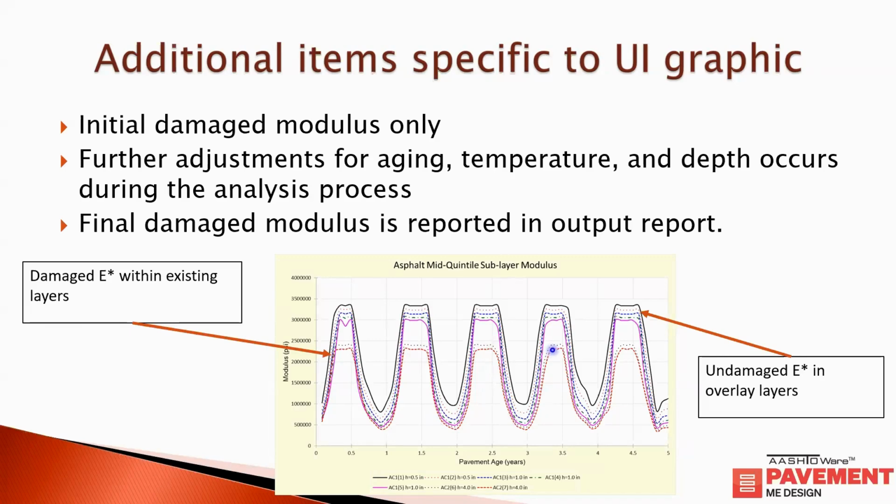And then for the asphalt overlay layers, you'll also see how that changes for the different quintiles and different layers within the overlay layer itself. So you see there are different thicknesses and how the sublayering happens. These are the values that get used in the analysis, which are already adjusted for the aging, the depth, and so on.